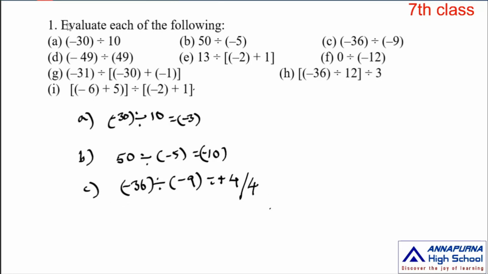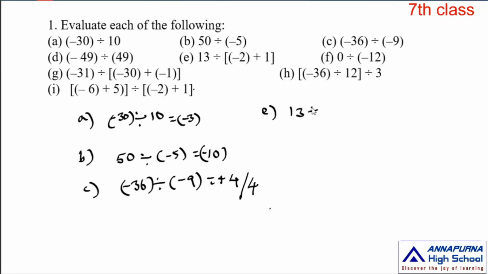Like that, if you take the D bit, minus 49 divided by 49, this is the same as the A bit. You see, minus 30 divided by 10. So these two are the same. Therefore, you do D as homework. Now, take E.